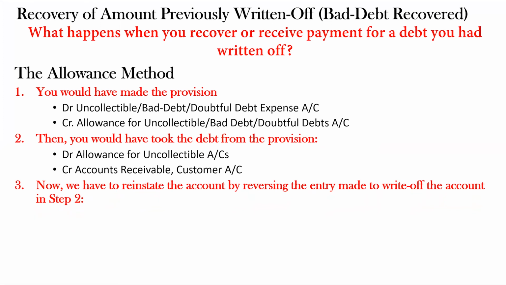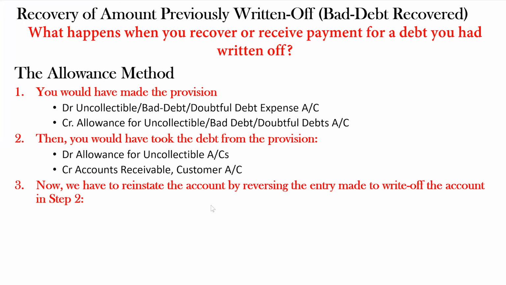Then, when you have recovered or received this payment, you have to reinstate the accounts by reversing the entry you made to write off the account in step 2. So here in step 2, you wrote off the account. You took from the provision and you cleared it up. I'm not going to pursue collection from this person anymore. I'm just going to take it as a loss and pull it from the provision that I made for situations like these. However, now you would have gotten payment. So what you need to do is reverse, to reinstate what you did in step 2 by pulling from the provision.